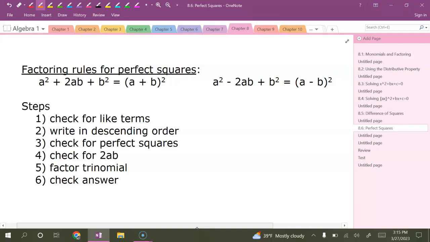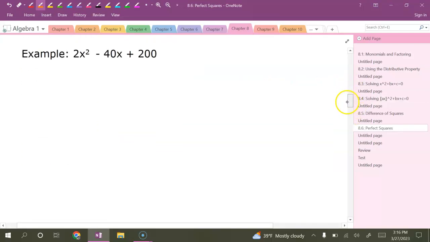Okay? Step 3 is to check for those perfect squares. Step 4 is to check to make sure that that middle term doubles. Step 5 then is to factor it and write it correctly. And then you could always check your answer by actually multiplying it back out, and you should get back to the answer or the example that you started with. So let's take a look at this first example.